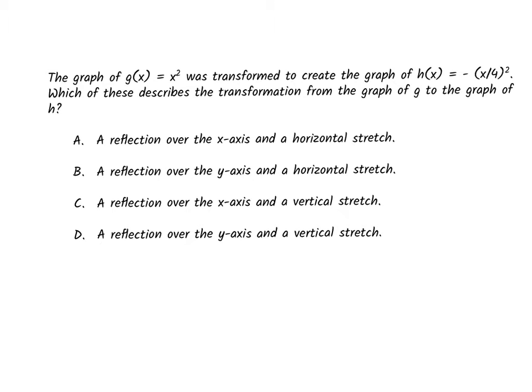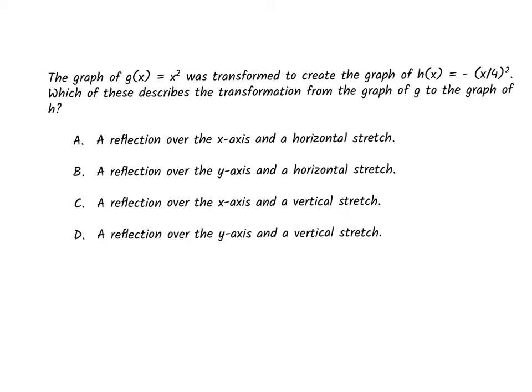Okay, question number 4. The graph of g of x is x squared. So again, it doesn't matter that it's not f of x, even though that's usually what we start with. Now we're transforming that to create the graph of h of x. So negative x over 4 squared. Which of these describes the transformation?